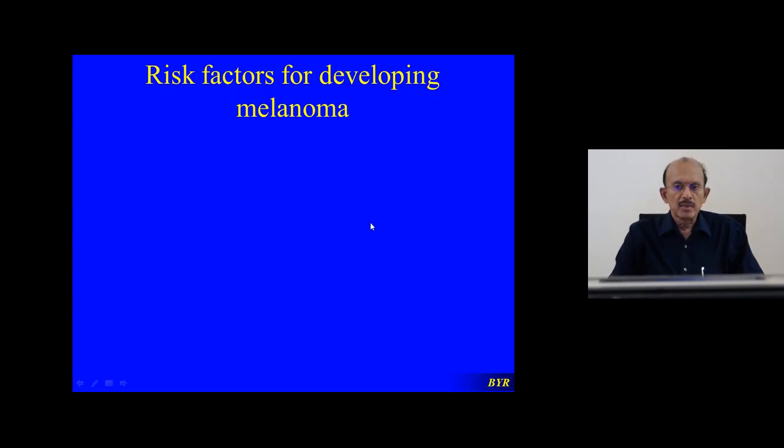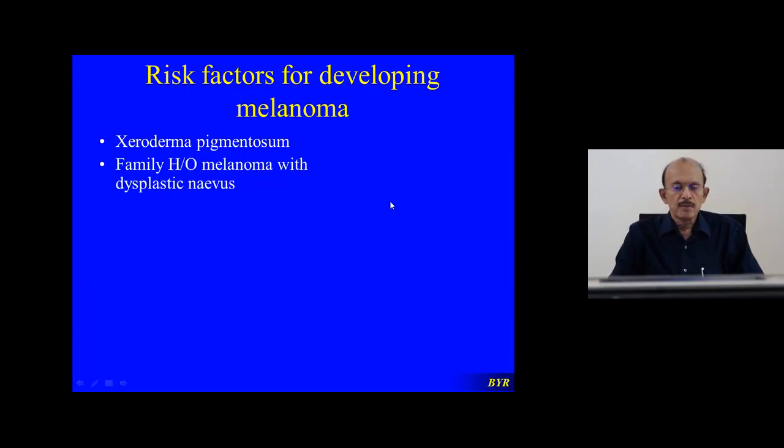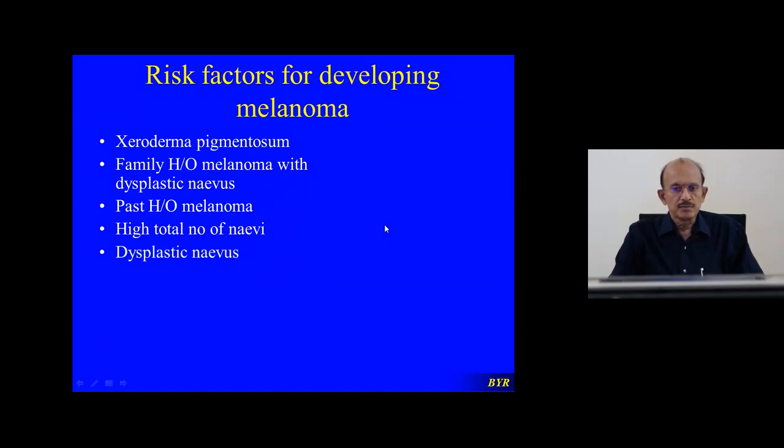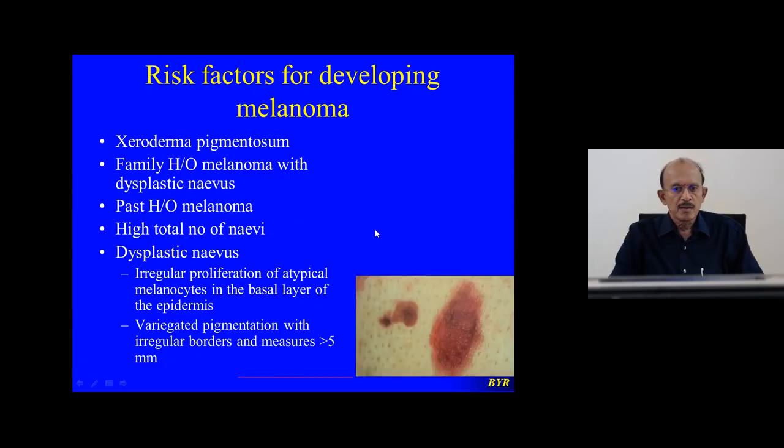Risk factors for developing melanoma: xeroderma pigmentosum, family history of melanoma with dysplastic nevus, past history of melanoma, high total number of nevi, dysplastic nevus. Dysplastic nevus means it is irregular proliferation of atypical melanocytes in the basal layer of the epidermis. It has variegated pigmentation with irregular borders and measures more than 5 millimeters.